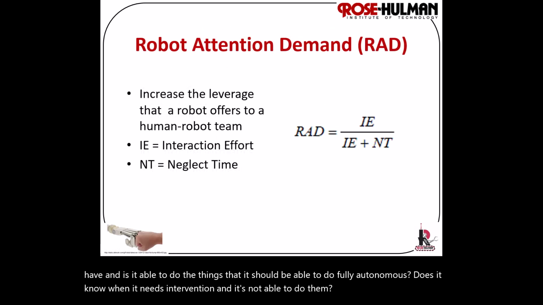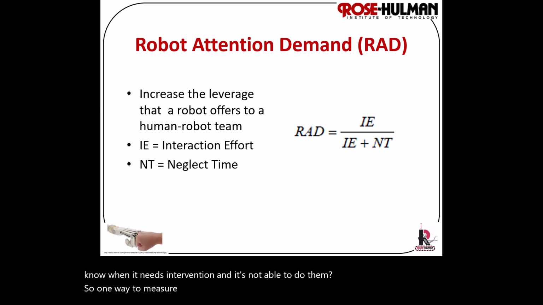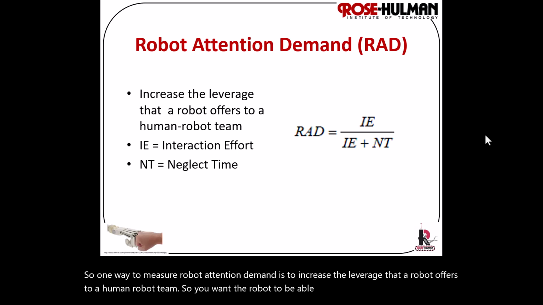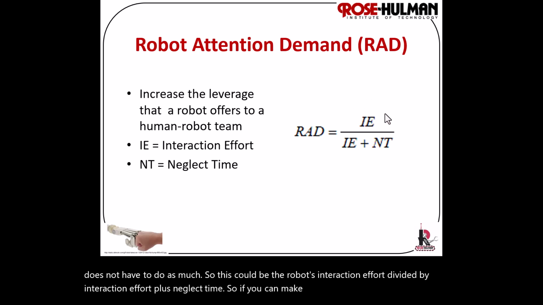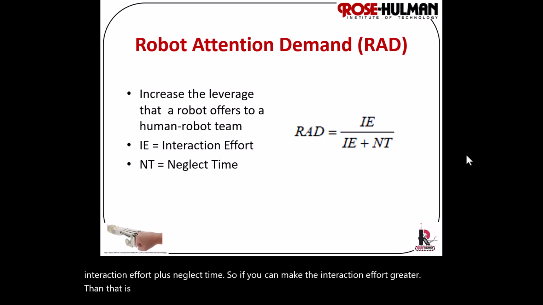So one way to measure robot attention demand is to increase the leverage that a robot offers to a human-robot team. So you want the robot to be able to do more so that the human does not have to do as much. So this could be the robot's interaction effort divided by interaction effort plus neglect time. So if you can make the interaction effort greater, then that is more robot attention demand, which you would want to happen in a human-robot team.